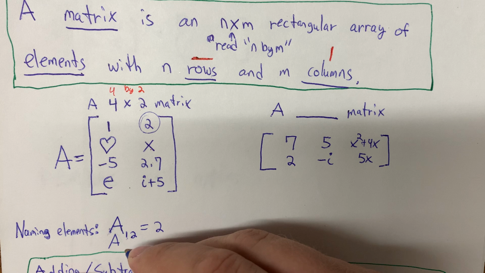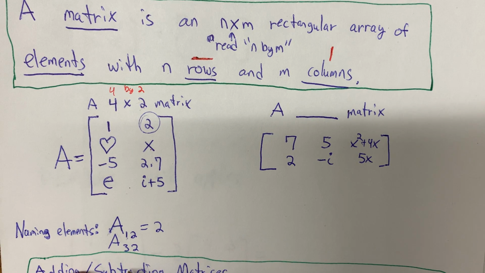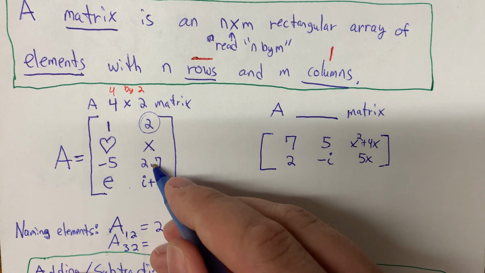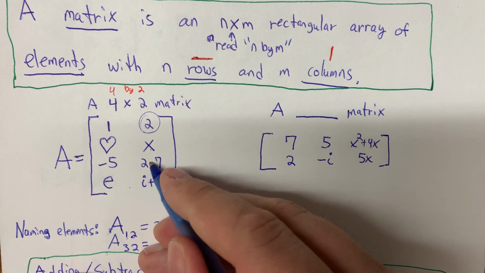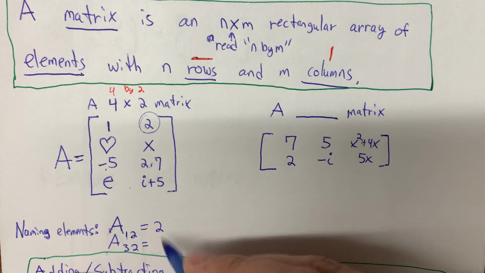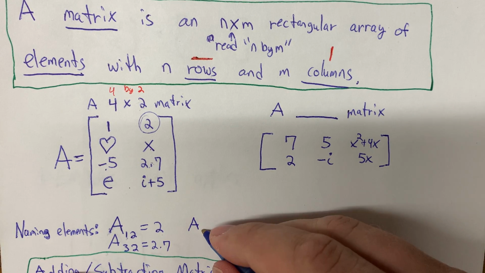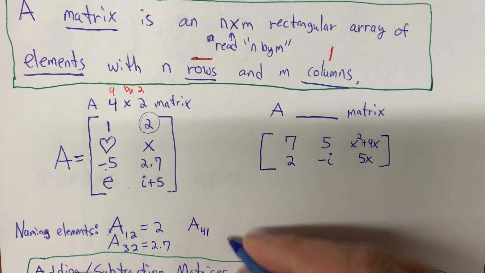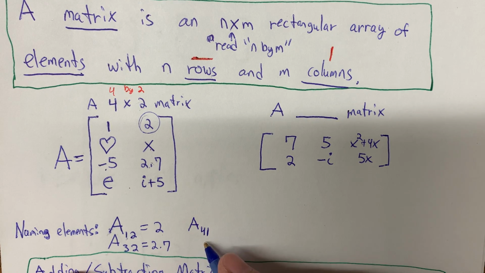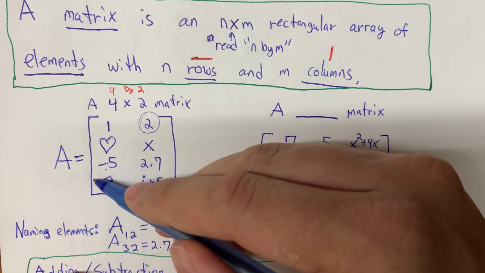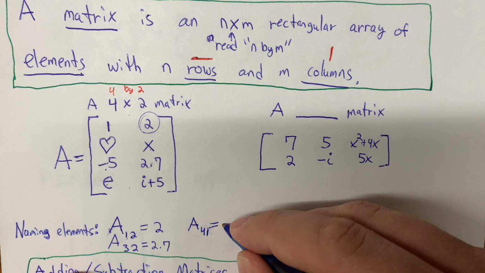What is A32? I hope we notice that it's the third row, so 1, 2, 3, this is the row, and then the column is the second column. So third row, second column is 2.7. What about A41? This will be the last one of these we do. A41, it's the fourth row, 1, 2, 3, 4, and the first column, so E.